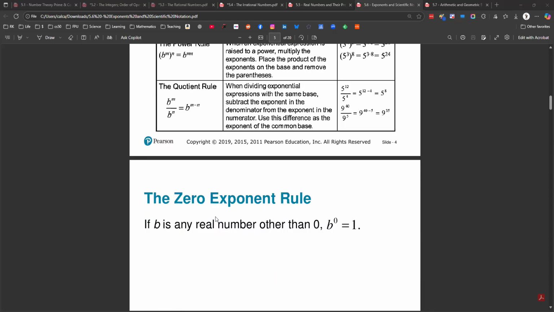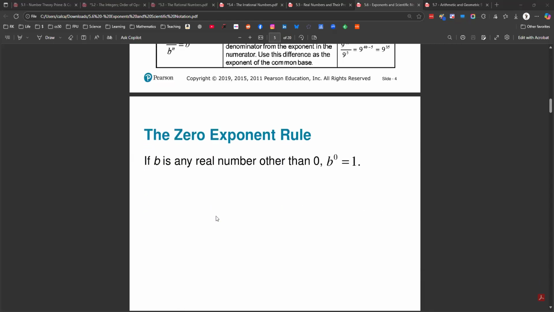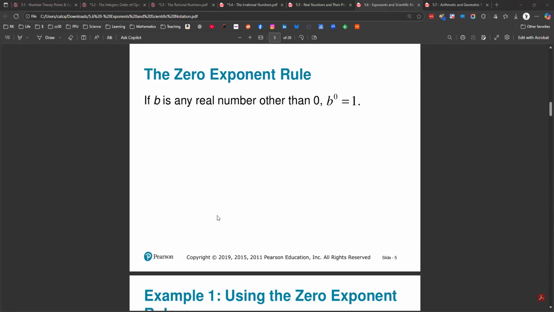What else is happening here? The zero rule. An exponent of 0 means that the value of that base raised to the 0 exponent is itself 1. It's not a proof, but one way to think about it is, let's look at 2 to the 3rd, and then 2 to the 2nd, and then 2 to the 1st, and then 2 to the 0, and then 2 to the -1, to the -2.